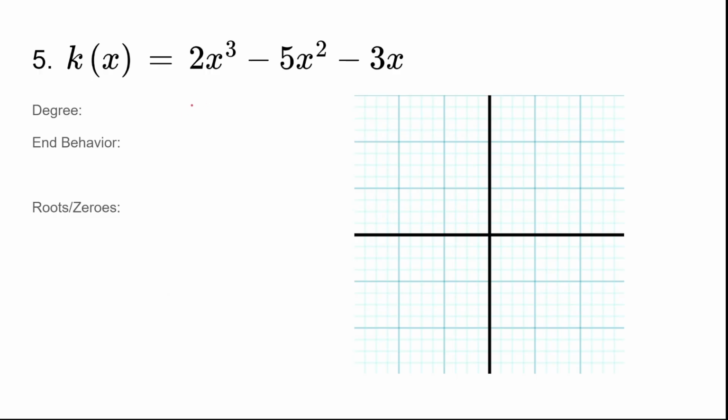Okay, number 5. K of x equals 2x cubed minus 5x squared minus 3x. Again, we all agree this is a third degree polynomial. Because it's an odd degree polynomial, the end behavior is going to be opposite on the two ends. And since we have a positive coefficient, as x goes to positive infinity, y also goes to infinity. So it's going to look something like that. As x goes to infinity, y also goes to infinity, and as x goes to negative infinity, y goes to negative infinity.